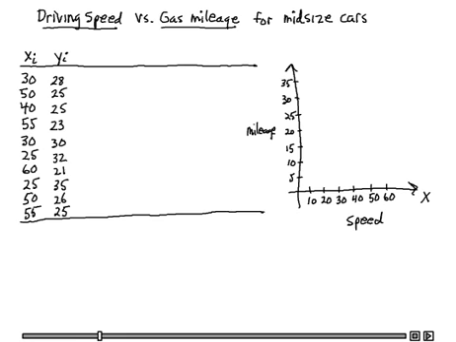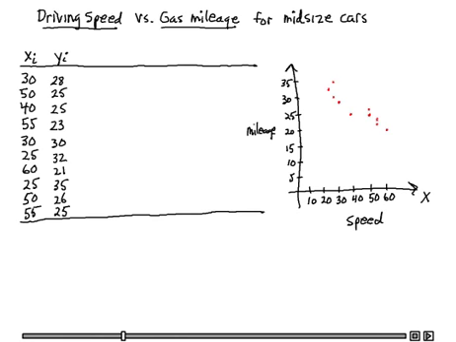Now I want to plot the points. The first point there, 30 miles per hour gets 28 miles per gallon. So I'm going to plot that point at 30, 28, about right there. 50, 25 is about right there. Now I'll go ahead and plot the other ones very quickly. Okay, you can see the data points there.